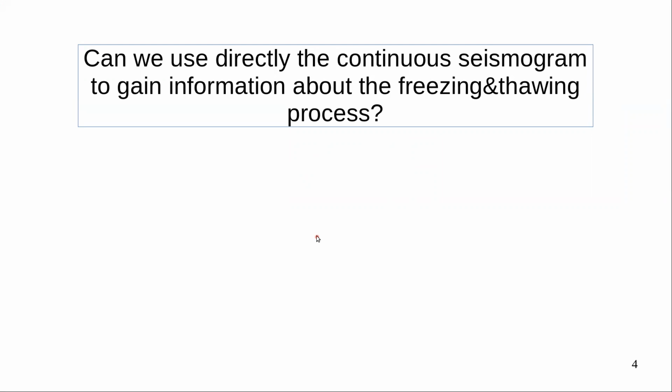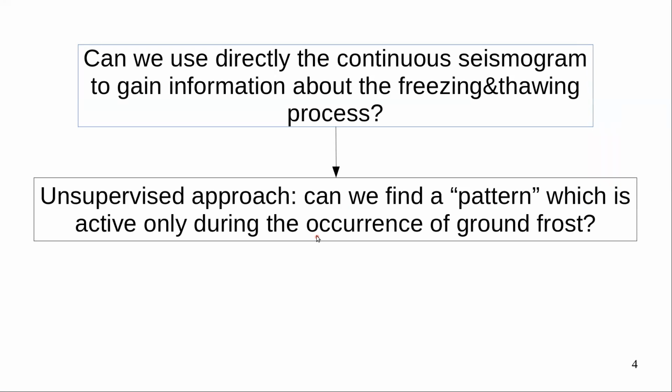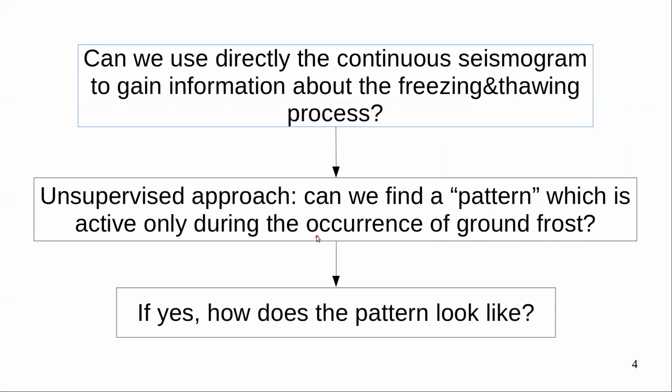So how would we tackle this problem? There are many ways to answer this question. We want to use here an unsupervised learning approach and rephrase the question as: can we find a pattern which is only active during the occurrence of ground frost? And if there would be a pattern, how does it look like? So what is the seismic signature of the ground frost? These are the questions we have in mind for the coming slides.